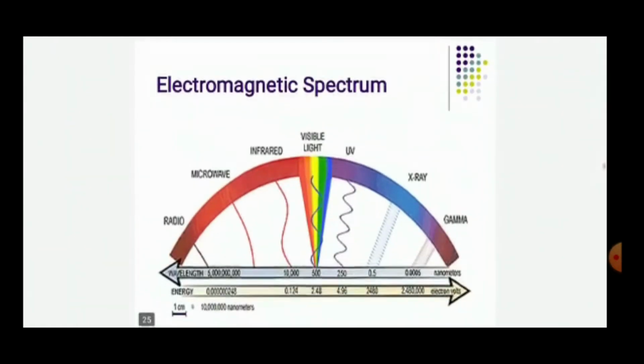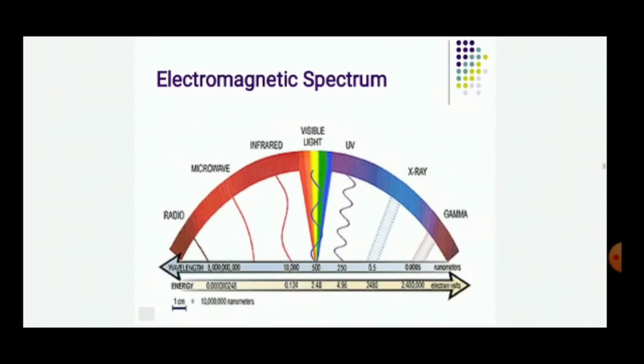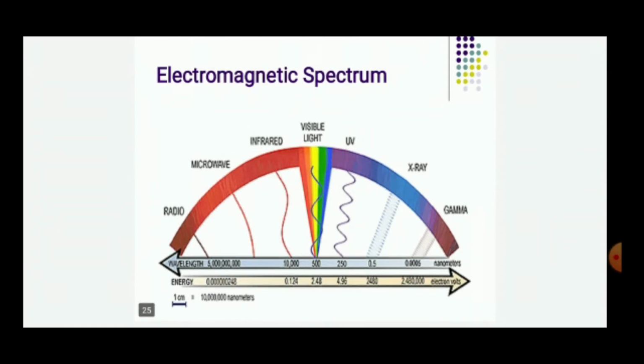UV visible spectrophotometer. Before directly going into UV visible spectrophotometer, let's have a look at the electromagnetic spectrum. This is on the screen, which you can see is an electromagnetic spectrum, which is divided into different ranges of different lights.